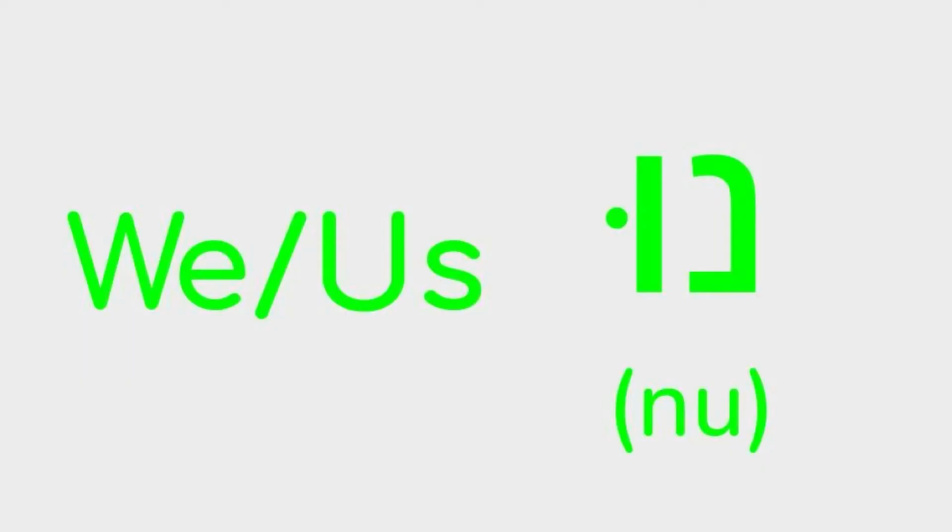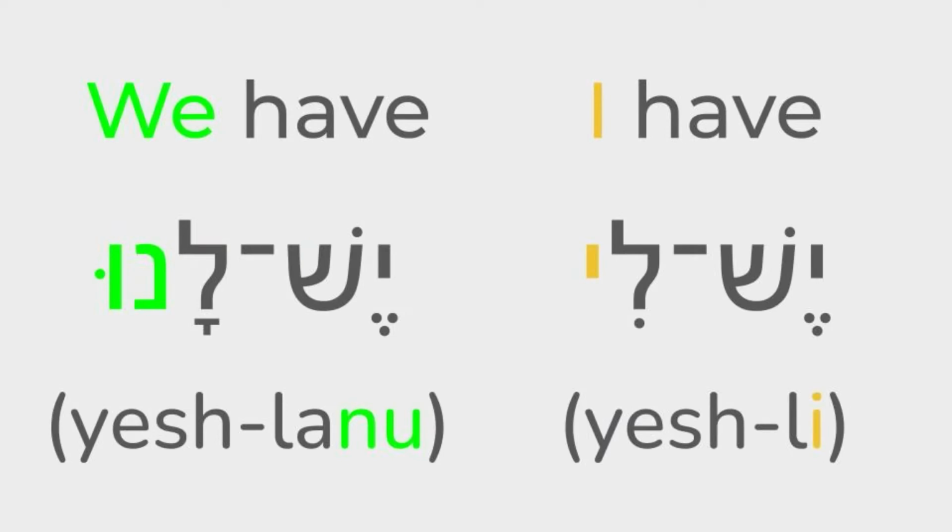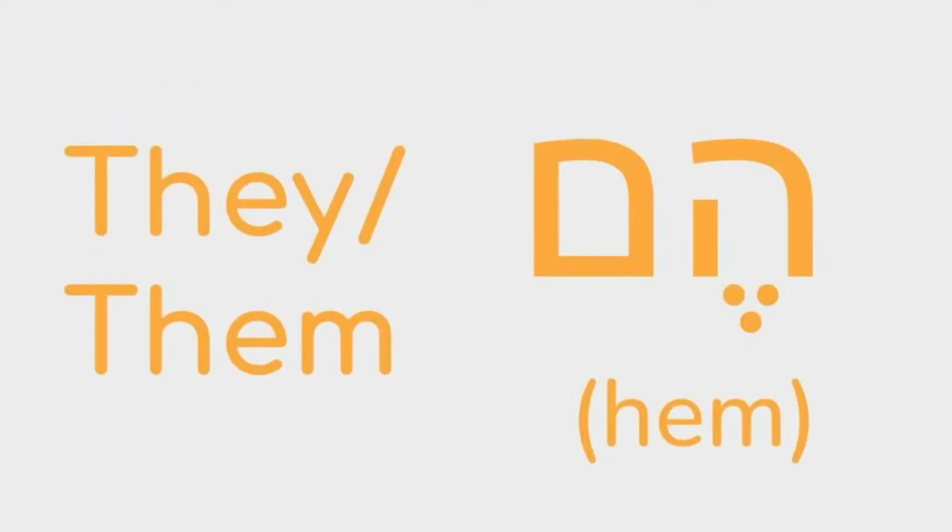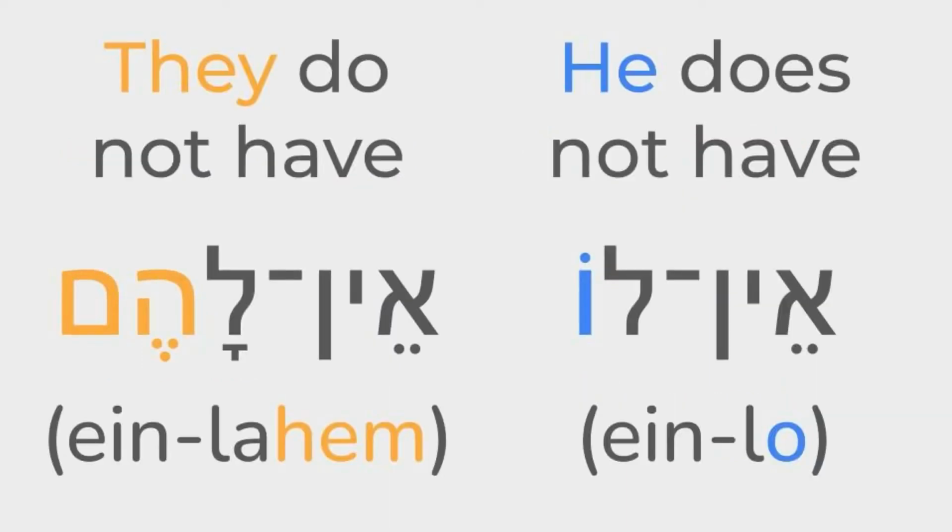Now let's learn a couple more endings. The ending for we or us is nun, vav, nu. Yesh li is I have, but yesh lanu is we have. And the ending for they or them is hey, mem, hem. He does not have is ein lo, and they do not have is ein lahem.